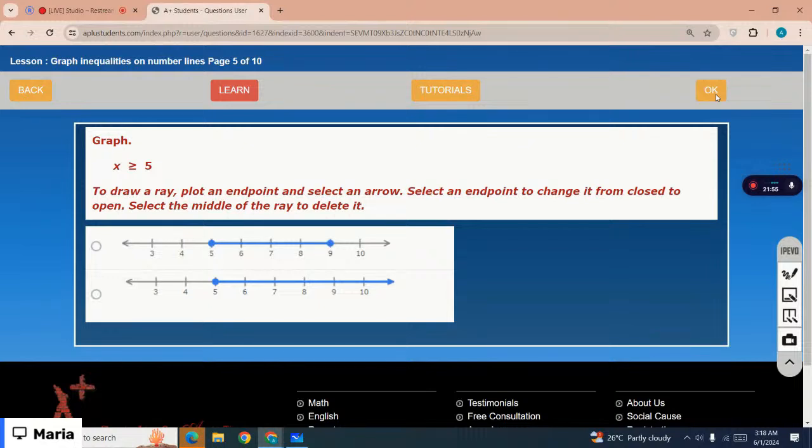X is greater than or equal to 5. So which is the correct option? The correct option is, yes, that is option number 2. 5 is also included because x is equal to 5. So option number 2 is the correct option.